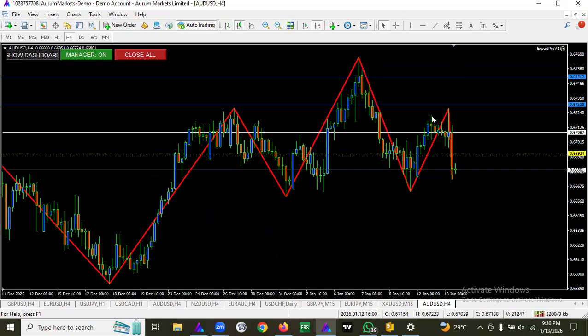Liquidity residing at the high of this candle. And that was what happened after they released the CPI data. They had to sweep the high before going bearish.